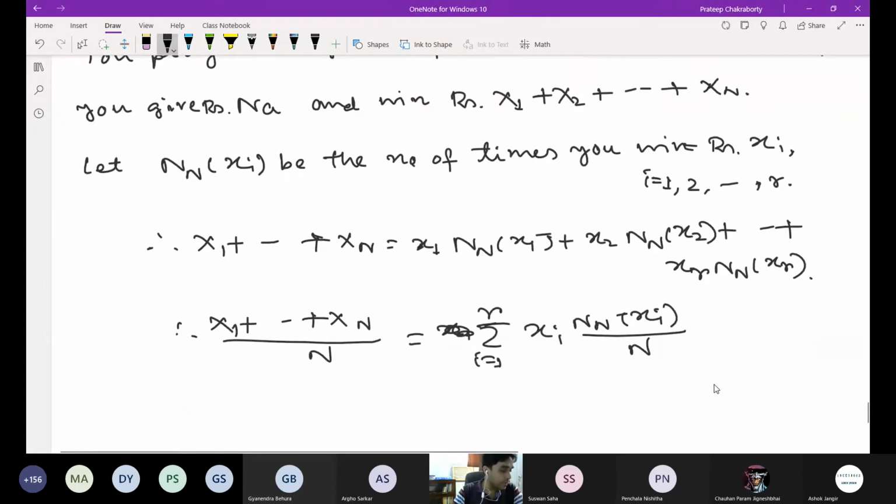Now, by the relative frequency interpretation of probability, so this is the second definition of probability, if you remember, the frequency interpretation of probability.